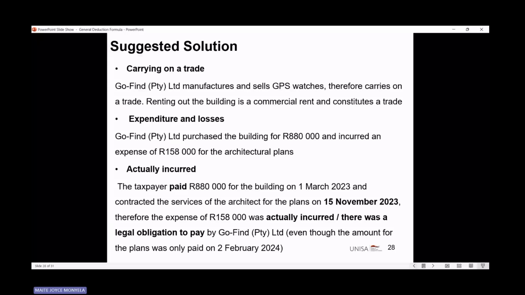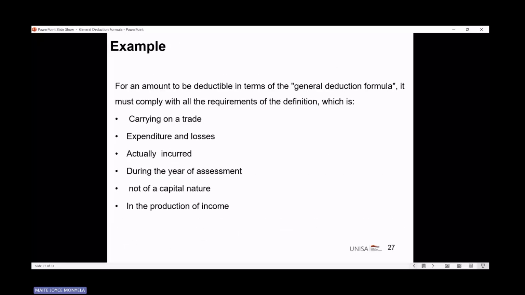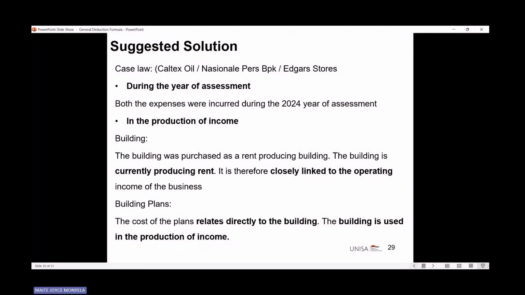So remember, we have "actually incurred during the year of assessment" as another requirement. So we are testing this requirement. Remember, on your level, which is third year, you need to apply the question to the answer. The case law dealing with actually incurred is Caltex Oil and Edgar Store, so you can go through the case study.